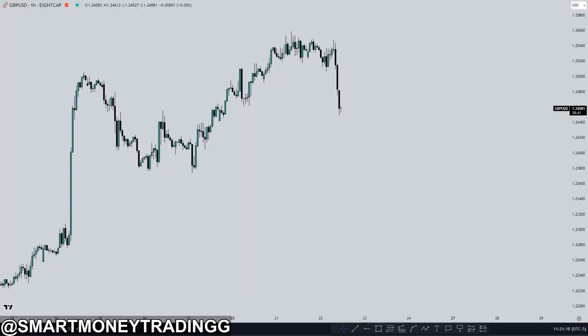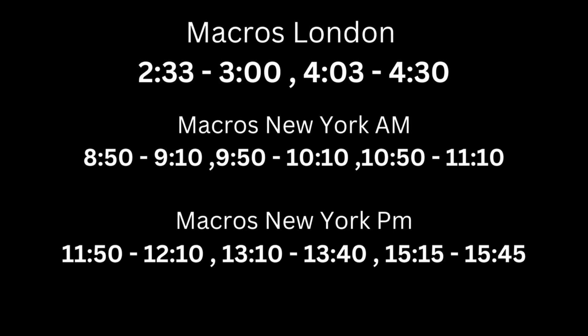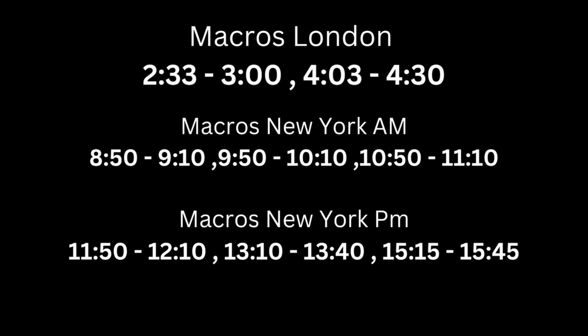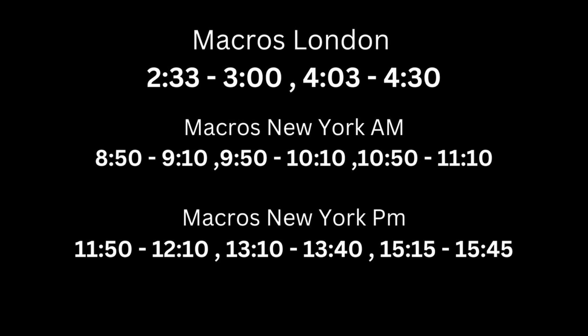So macros are a certain time pocket which gives price a strong delivery, either from a liquidity standpoint or to redeliver into a fair value gap. Having a bias using this time element will be important and is crucial when you're looking to find a trade idea. And the macros are, again, here. For London, the macros are 2:33 a.m. to 3 a.m., 4:03 a.m. to 4:30 a.m., and then for New York AM, it's 8:50 a.m. to 9:50 a.m. and then 9:50 a.m.